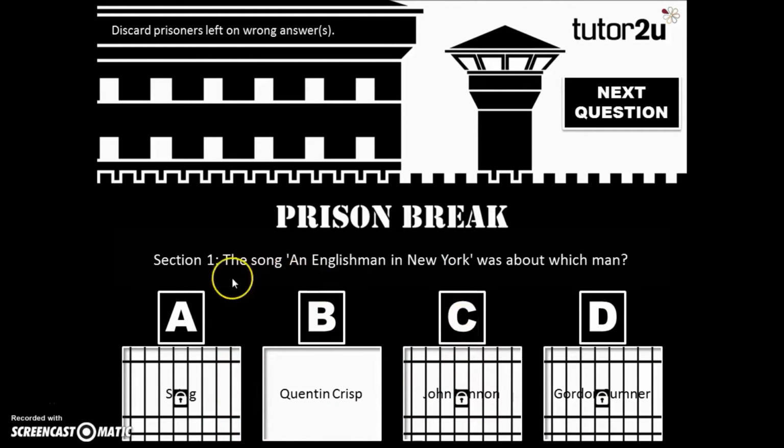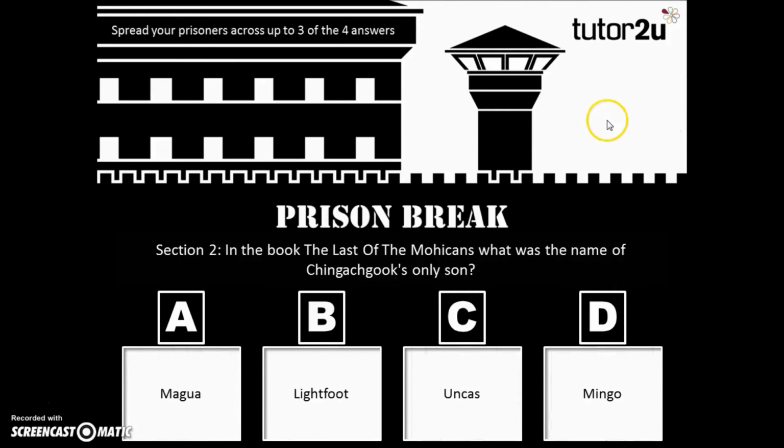Now it could be that they'd placed all 9 prisoners on the wrong answers and they'd have no prisoners left at the end of this first section. And that's why I've said you need to save some of the prisoners for the next question. At the beginning of each new question, they get a brand new prisoner.